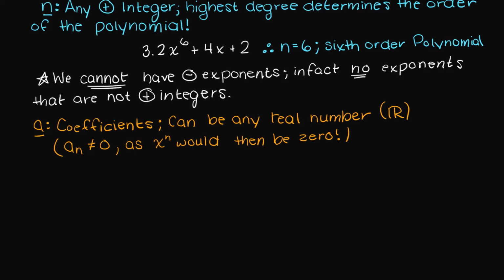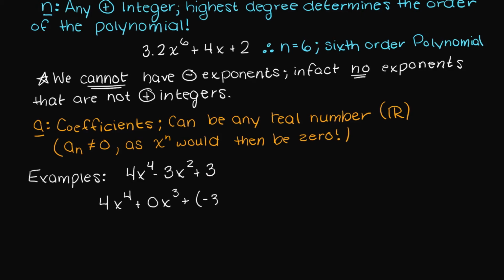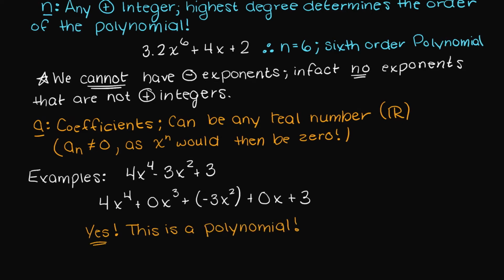Okay, now that we know what the formula for a given polynomial is, let's quickly look over a few examples to ensure we understand. Let's say we have 4x^4 - 3x^2 + 3. Is this a polynomial? Let's rewrite this to make it more obvious. We could have 4x^4 + 0x^3 + (-3)x^2 + 0x + 3. Well, this should make it clear that this is indeed a polynomial as it follows the general formula.